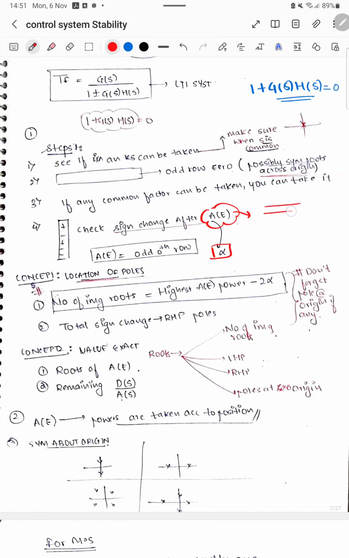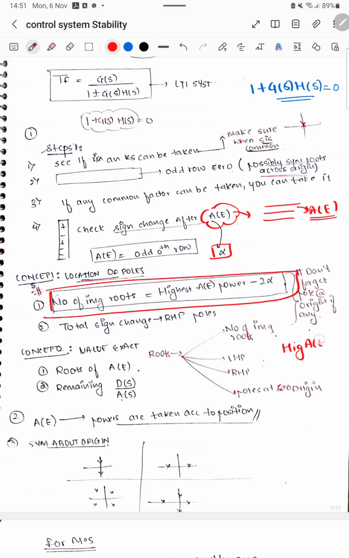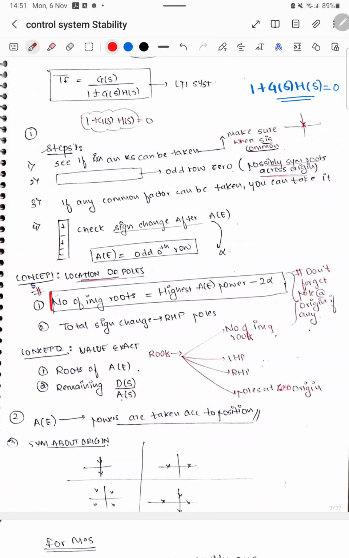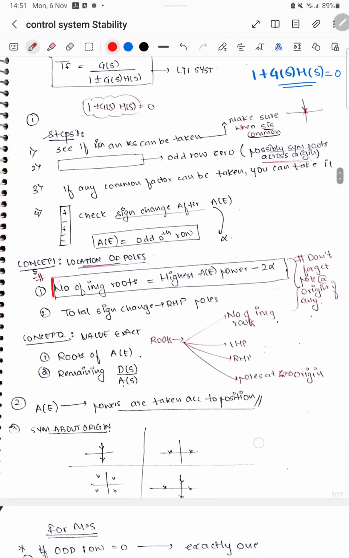And alpha, if there are multiple odd row 0, then we will take the highest auxiliary equation power. Fine, so the number of sign changes is nothing but alpha, and the highest auxiliary equation power is used to find out the number of imaginary roots. Number of imaginary roots is the highest power of AE, auxiliary equation, minus 2 into alpha, where alpha is the number of sign changes post auxiliary equation. Okay, so that will give you the number of imaginary roots, and the total number of sign changes throughout will give us the total number of roots lying on the right hand side.